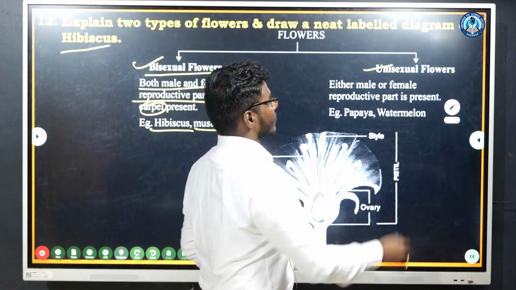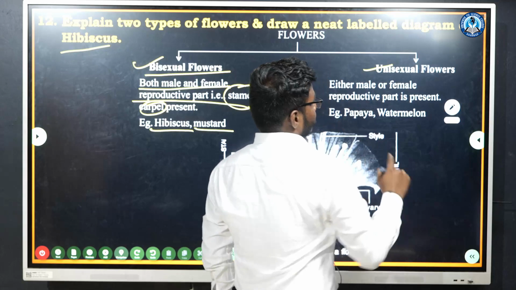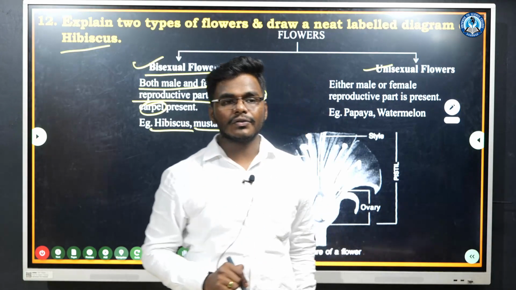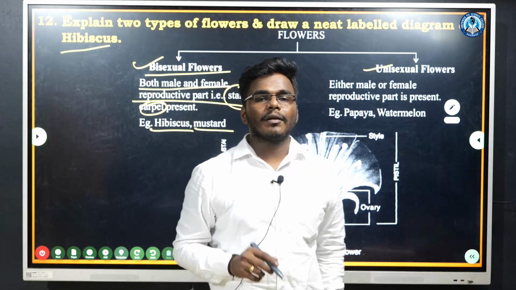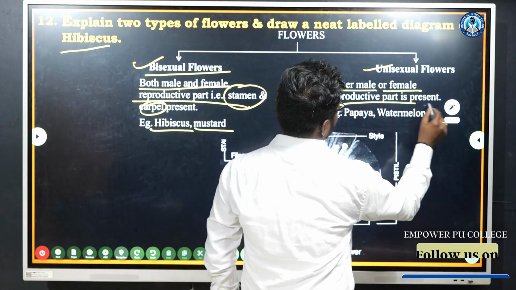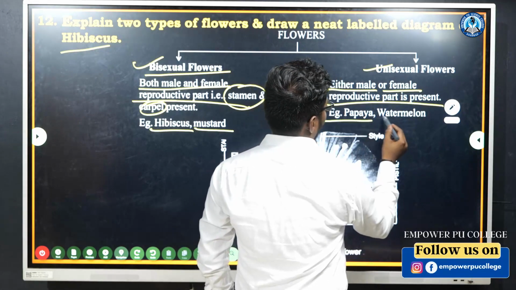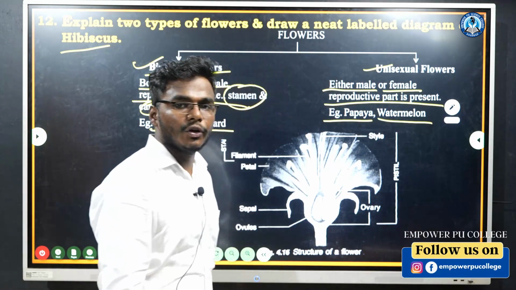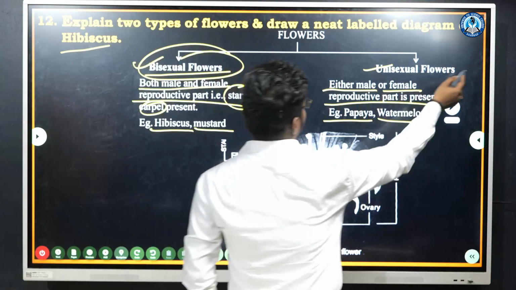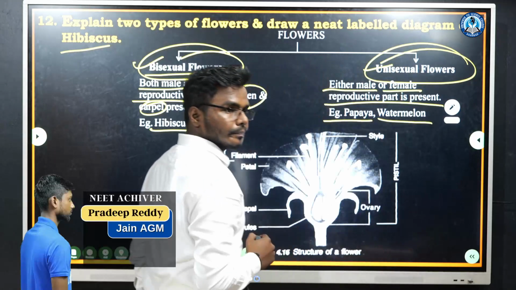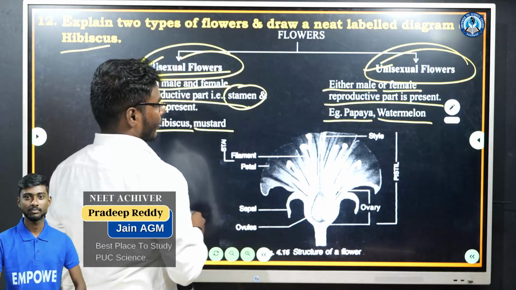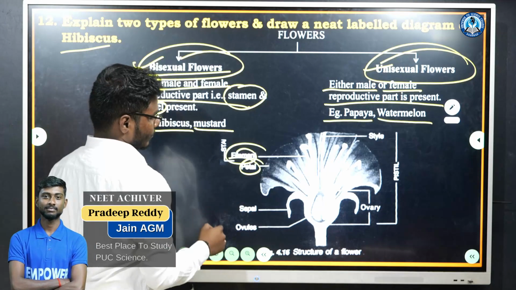The other one is the unisexual flower. Uni means single. Either the male or the female reproductive parts are present. Examples are papaya and watermelon. Got it? So there are two types of flowers, that is bisexual flowers and unisexual flowers. Got it? So this is the labeled diagram where you are going to draw the filaments, petals, okay?